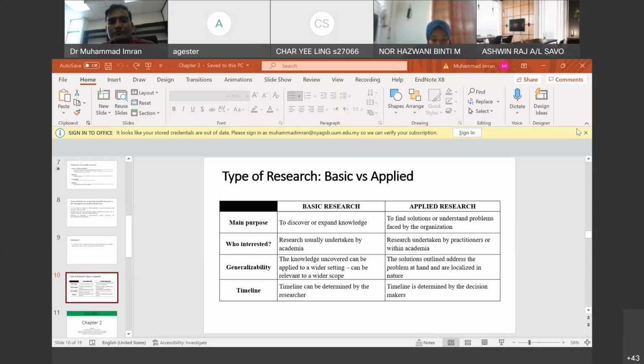Two more types of research: basic versus applied. You must have a clear point of view. You must have a clear concept about these two types. So, basic research versus applied research. The main purpose of basic research is to discover or expand knowledge. In the first lecture, I already gave you a justification. I already described the research.